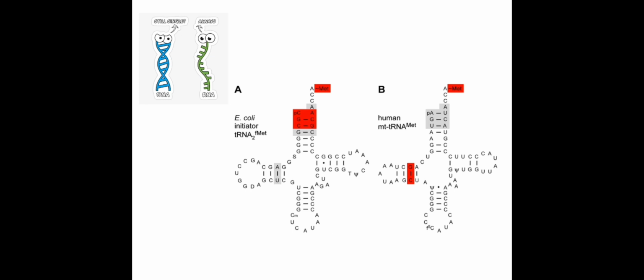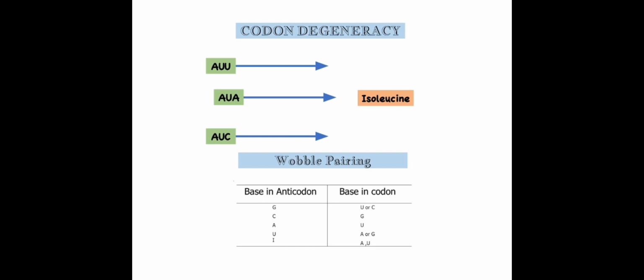So in 1966, Francis Crick developed the wobble hypothesis, which proposed that some non-standard pairings of bases could occur at this position. What kind of non-standard pairings? For example, if there is G in the anticodon, there can be U or C in the codon region. If C, then sometimes G in the codon. If A, then sometimes U. If U, then sometimes A or G. If I, then sometimes A and U can be present in the codon region. So this is the wobble hypothesis, and it always happens with the third position of the codon. Okay.